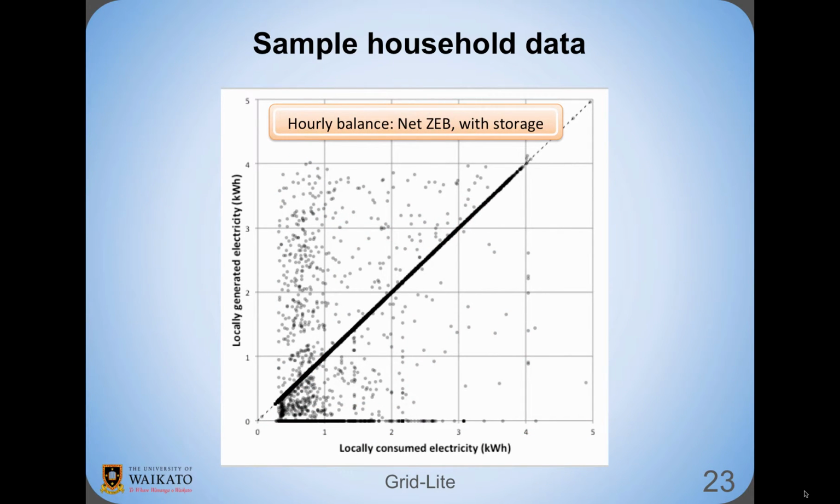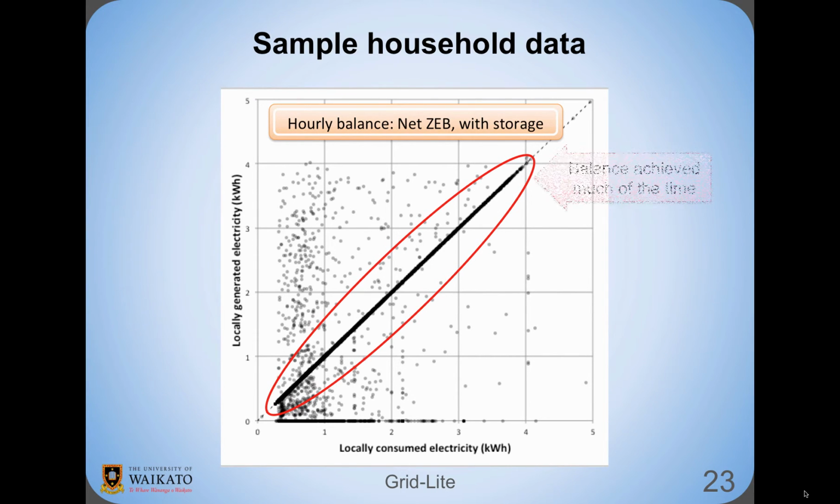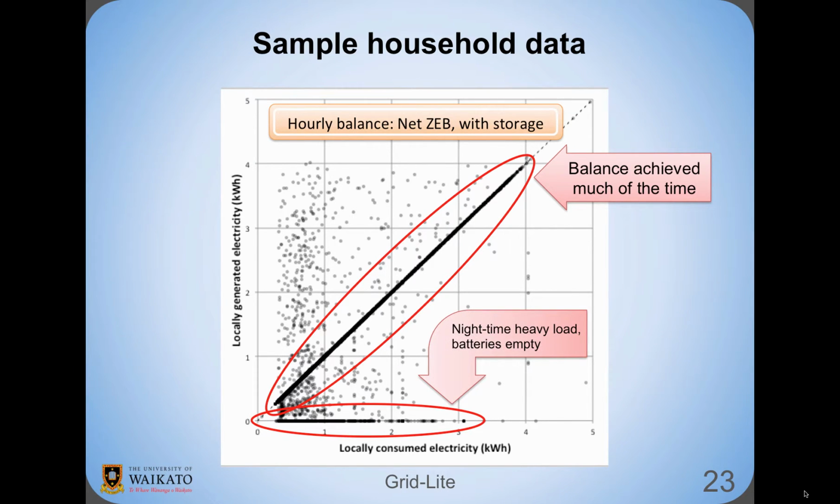If we add storage with exactly the same load and generation, we get this representation of a net zero energy balance scenario. This strong diagonal line, containing the majority of the 8,760 dots, shows that even without smart energy management, at an hourly interval, balance is achieved most of the time. Although clearly the batteries are not always able to satisfy the nighttime load, and there are occasions during the day when the batteries are full and cannot divert the solar output, so the grid is used as storage.